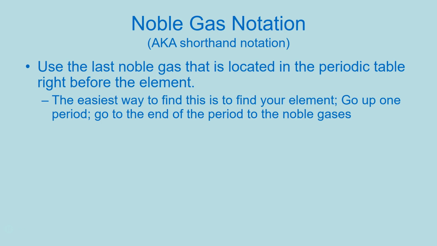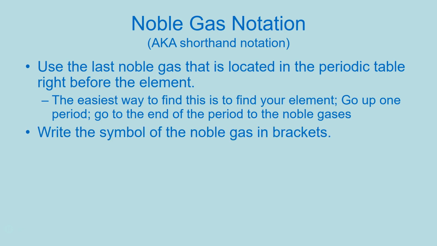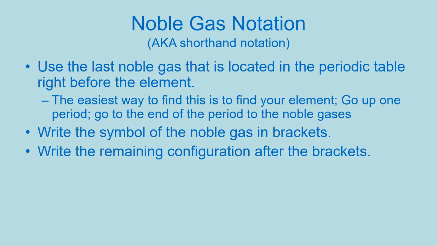The easiest way to find this is to find your element, go up 1 period, so go up 1 row, and then go all the way to the end of that period where the noble gases are. Because remember, noble gases are that far right column on your periodic table. You're going to write the symbol for the noble gas in brackets. And then you write whatever part of the electron configuration comes after the brackets.